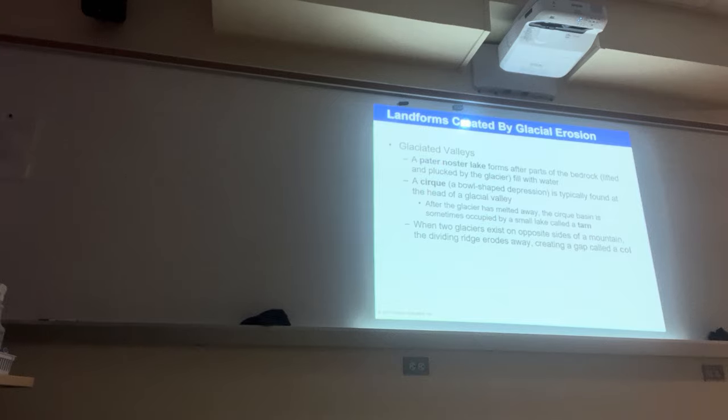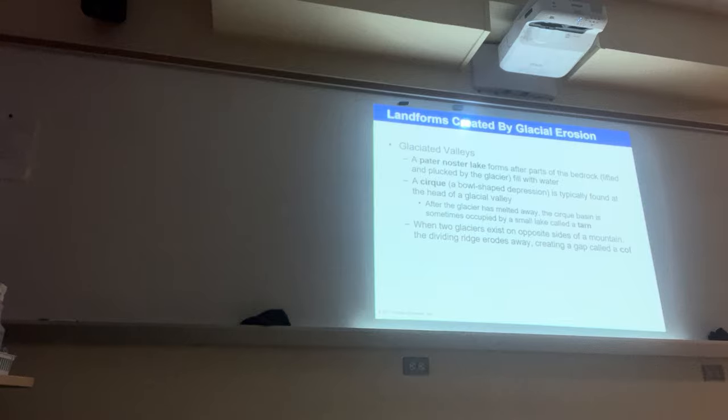Once the glacier has melted, the cirque can sometimes fill with water, creating a different kind of lake called a tarn. I don't think I asked you on your exam to know all the different types of lakes that glaciers create, because there's many types. But mostly the features that are in the lab are the ones you'll need to be responsible for knowing.